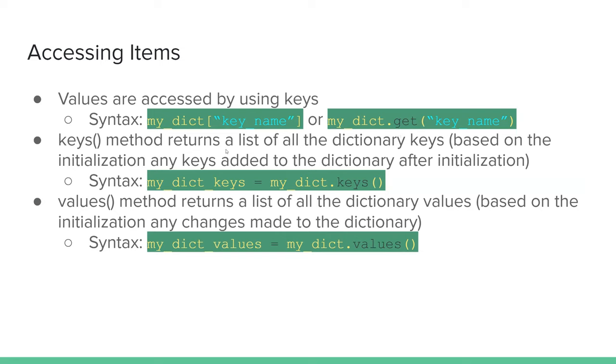The keys method returns a list of all dictionary keys, which is based on the initialization of any keys added to the dictionary after initialization. So my_dict.keys() would contain a list of the keys in this dictionary. Similarly, you can get a list of values using the dot values method.